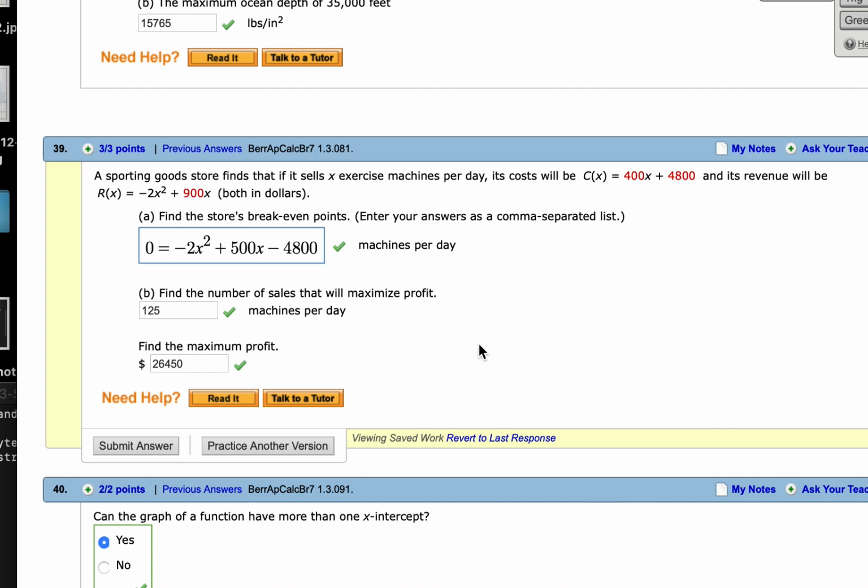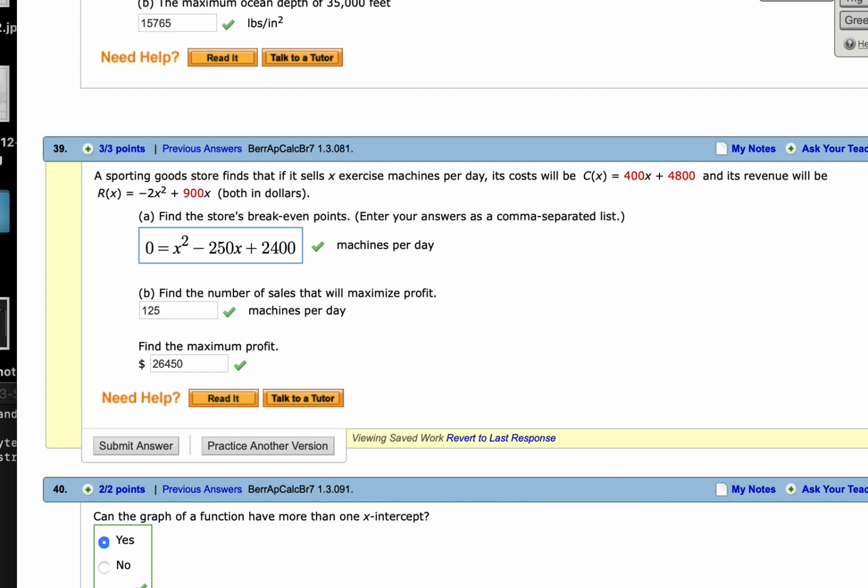Next, I'll divide the entire equation on both sides by a number that goes into everything, which would be negative 2. If I divide 0 by negative 2, I'll get 0 again. If I divide negative 2 by negative 2, it'll just go away. If I divide 500 by negative 2, I get negative 250. If I divide negative 4800 by negative 2, that would be positive 2400. So that's the next equation after dividing the entire equation by negative 2. Then I need to try to factor it.